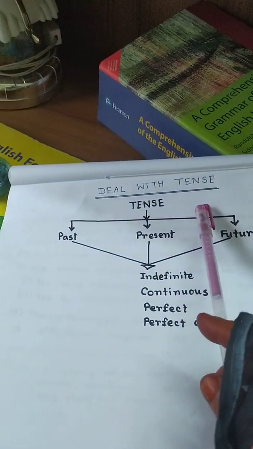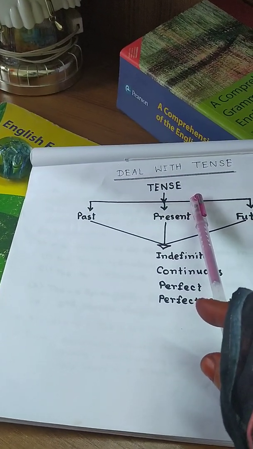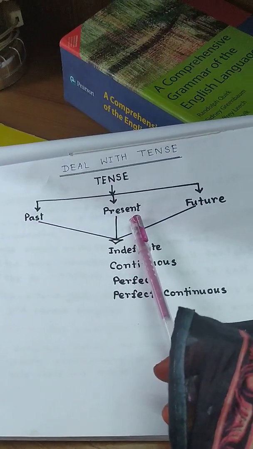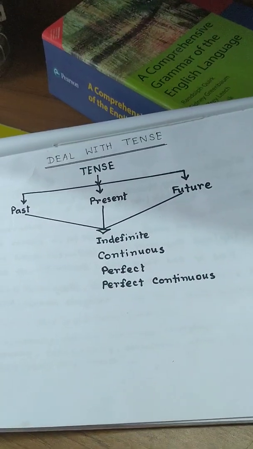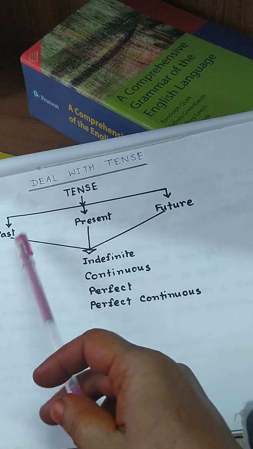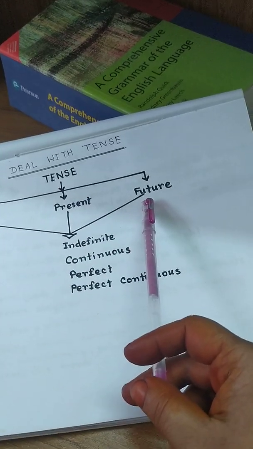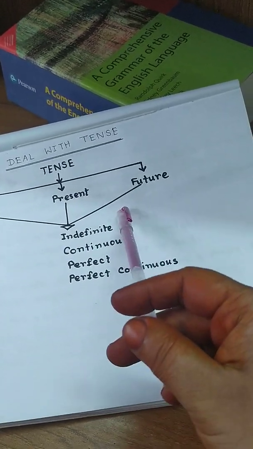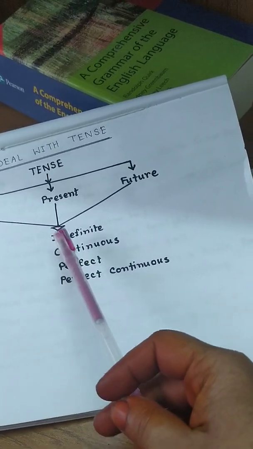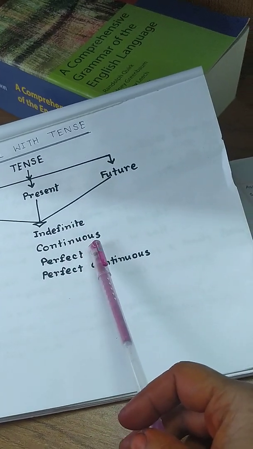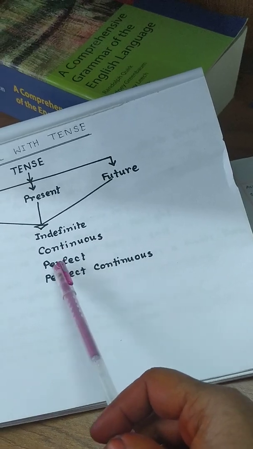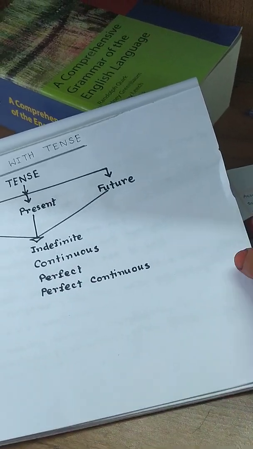Look, tense has three classes: past, present, and future. And each of the tenses of these three classes has another four kinds, and they are indefinite, continuous (continuous has another name, that is progressive), perfect, and perfect continuous.